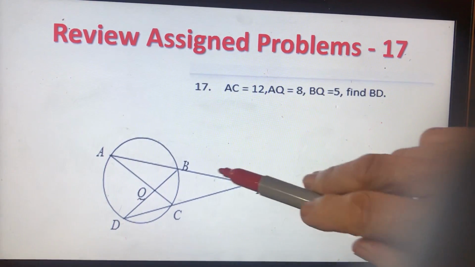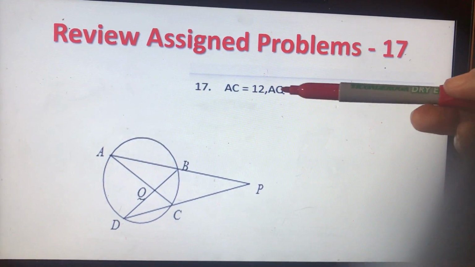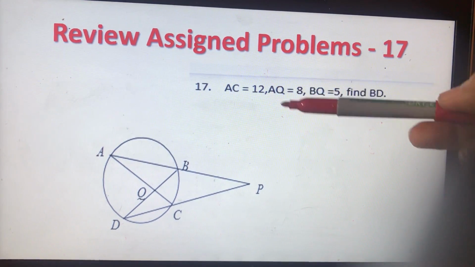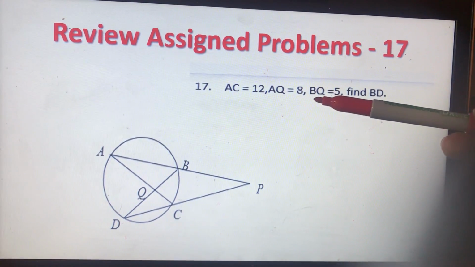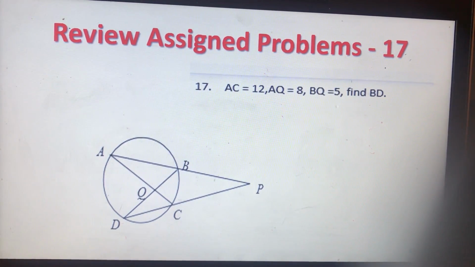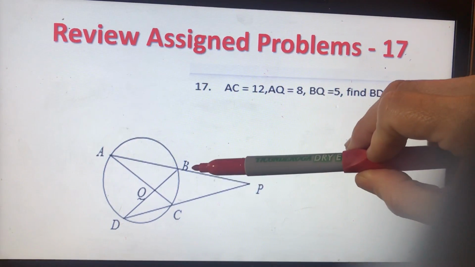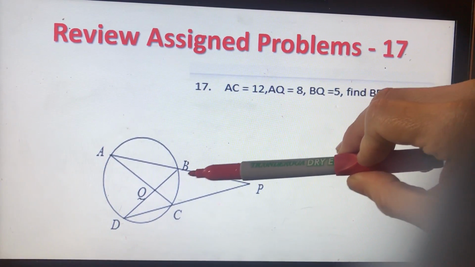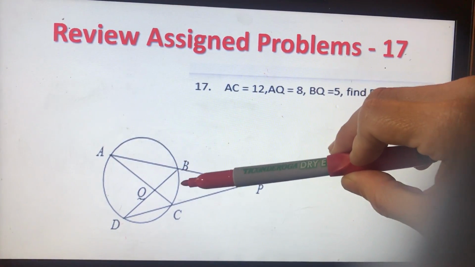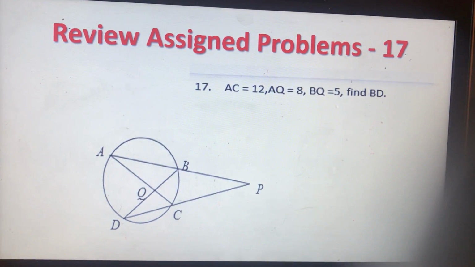Given the following model, the one that you have in your assignment, you are given that AC is equal to 12, AQ is equal to 8, BQ is equal to 5, and we need to find the distance between B and D. Notice that line segment BD is a chord and it's also a secant. In this case we have the intersection of two chords, BD and AC, and they both intersect inside of the circle, in the interior of a circle.